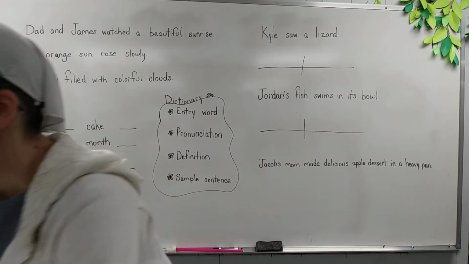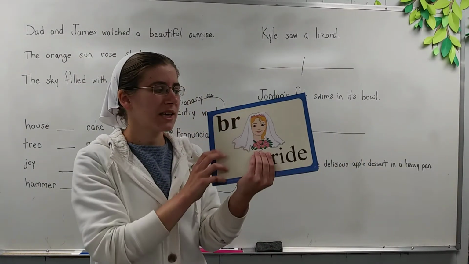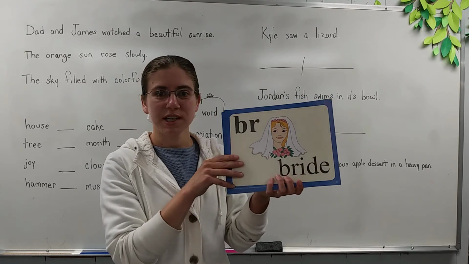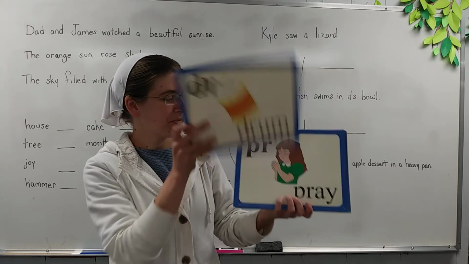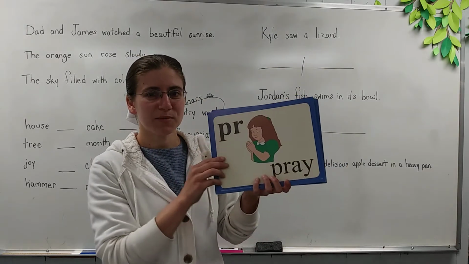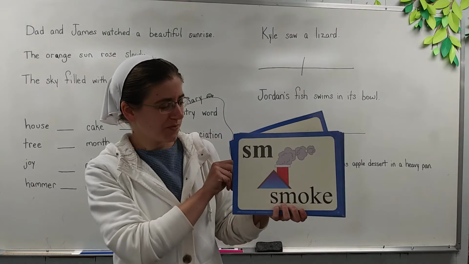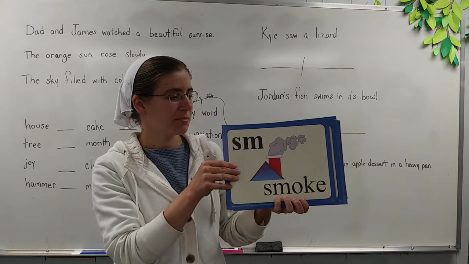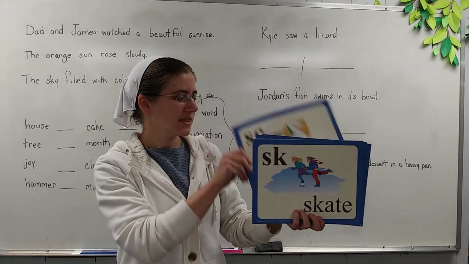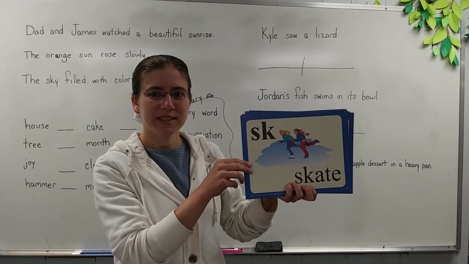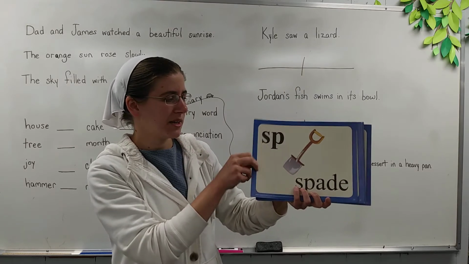All right, we're going to quickly go over these special sounds, and you can say them along with me. BR says bruh in bride. DR says druh in drum. PR says pruh in pray. GR says gruh in grin. SM says sm in smoke. SC says sk in scat. SK says sk in skate. SP says sp in spade.